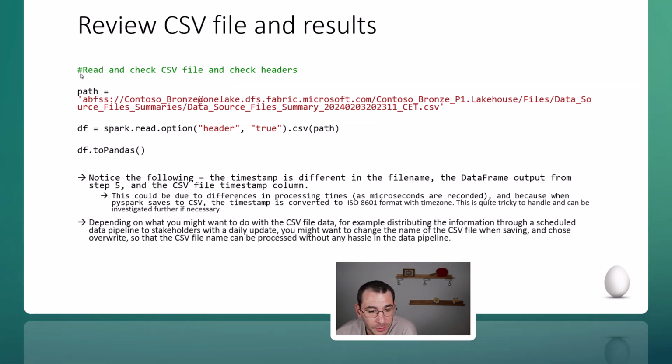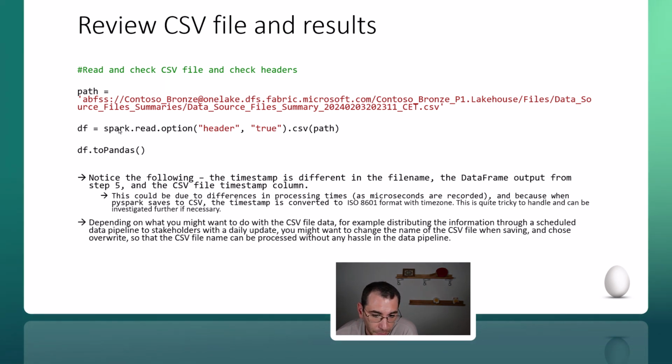To do this, we have to get the path of the CSV file. We do this by clicking on the folder that we created and getting the name. As you can see here, I have an error. I have CET, Central European Time. It is actually in fact a different file name with UTC, so I'm going to have to extract the new file name. And then we have the data frame.